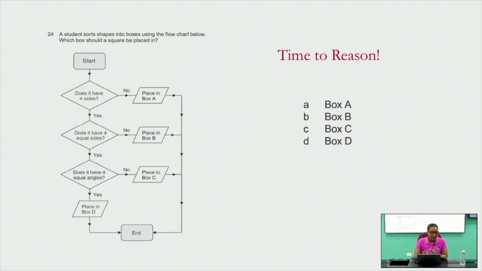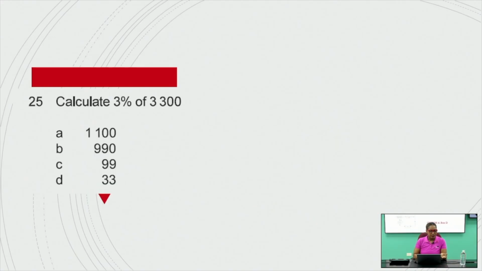The next question is, does it have 4 equal sides? Does a square have 4 equal sides? You know this, of course it does. So you continue, yes. Does it have 4 equal angles? What do you know about squares? All the angles in a square are 90 degrees. So you continue. It says, if all those are yes, you place it in box D. So yes, you would have gotten this question correct. D is the correct option. We're moving right along to question 25.